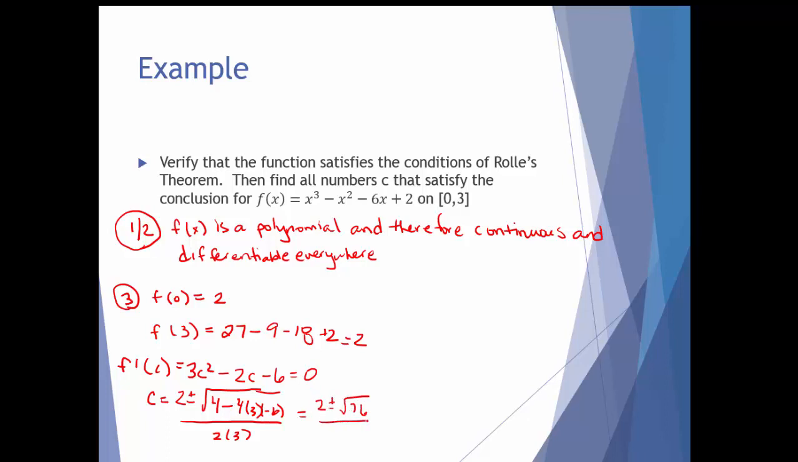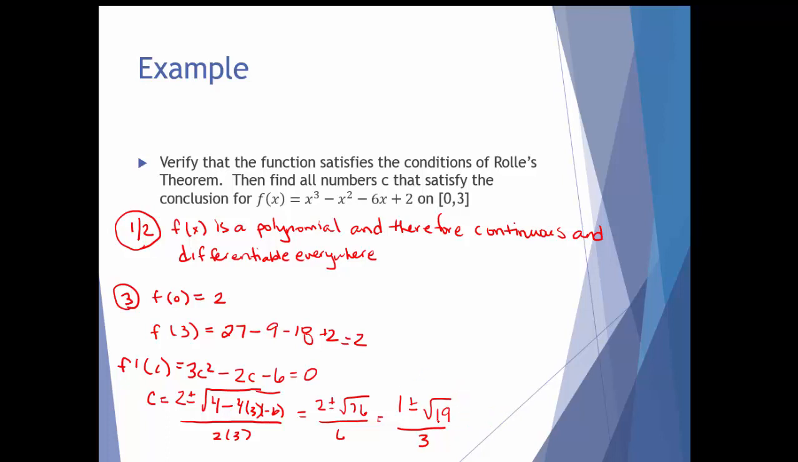So it'll be 2 plus or minus the square root of 76, over 6. And then this simplifies down. This is 4 times 19. So that's 2 square root 19. Divide 2 into everything: 1 plus or minus the square root of 19, over 3. Okay, so it looks like we're done.